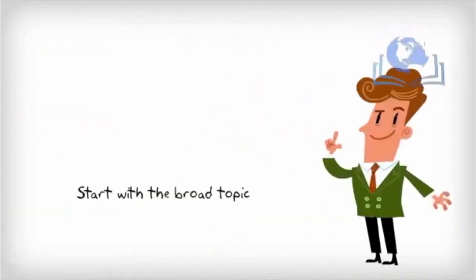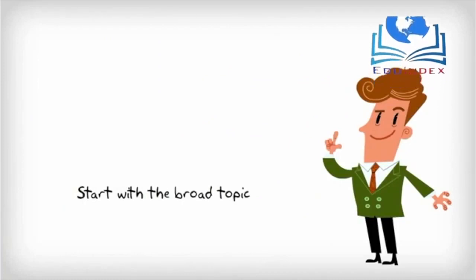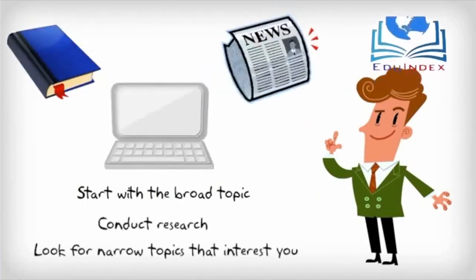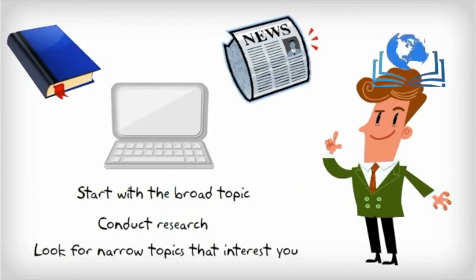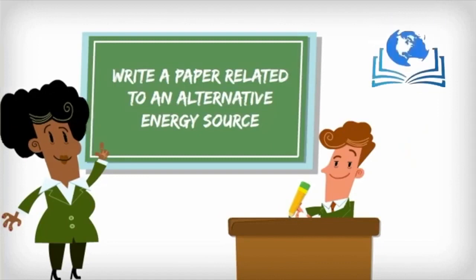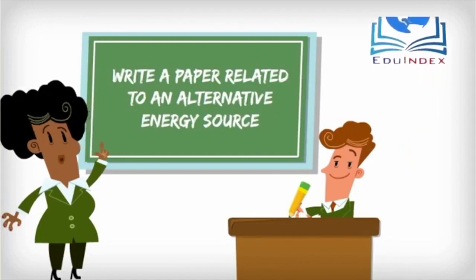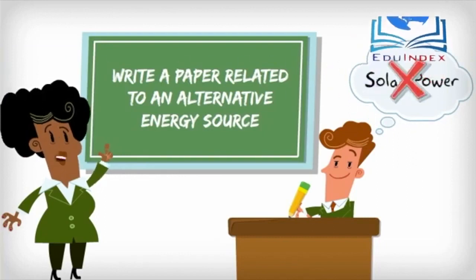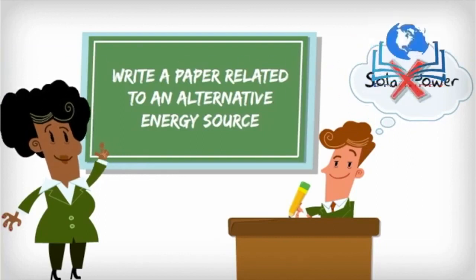So start with the broad topic and research it a bit in various sources. Look for ideas that interest you. Choose one of those ideas and expand on it. For example, let's pretend that your assignment is to write a paper on an alternative energy source. You'd like to focus on solar-powered energy, but that's still way too broad.